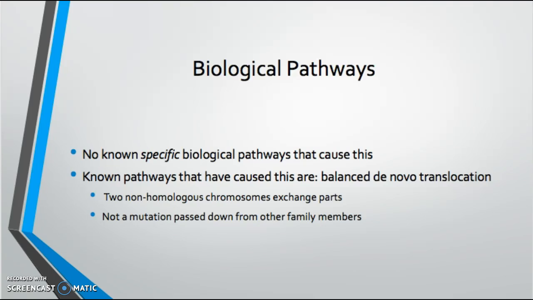The known pathways that have caused this are balanced de novo translocation, where 2 non-homologous chromosomes exchange parts, and this is not a mutation passed down from other family members, which is why it's de novo.